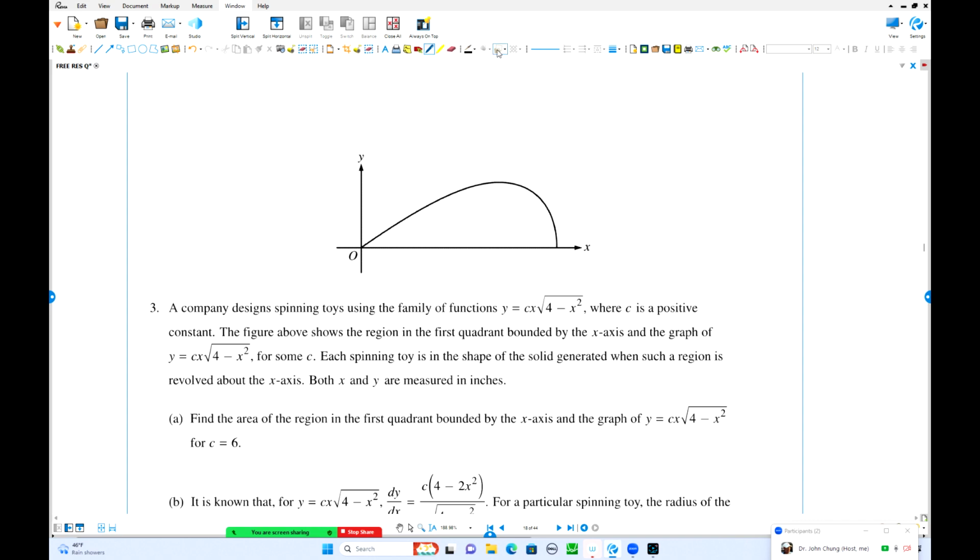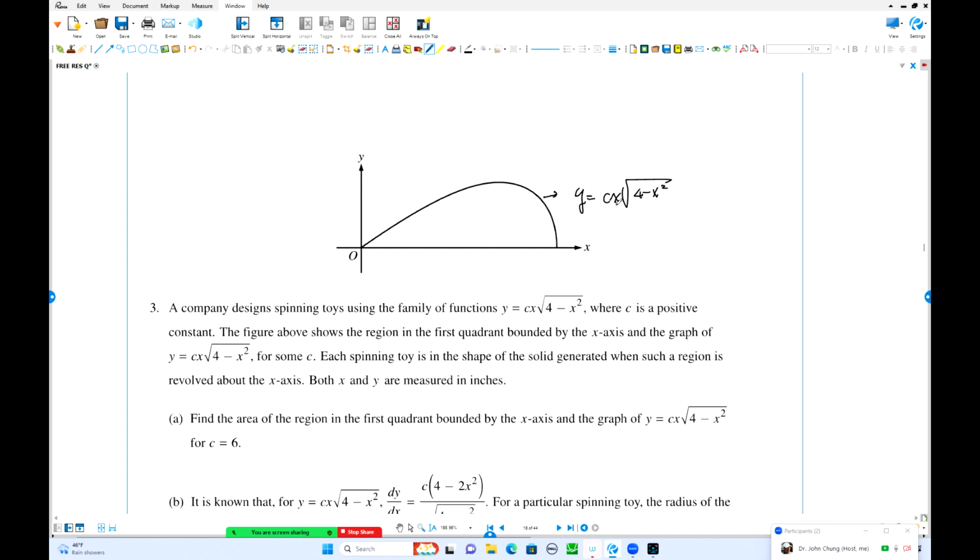Right, number one there. A company designs spinning toys using the family of functions y equals c times x times the square root of 4 minus x squared, where c is some positive constant. This is the graph of this one: y equals c times x square root 4 minus x squared.